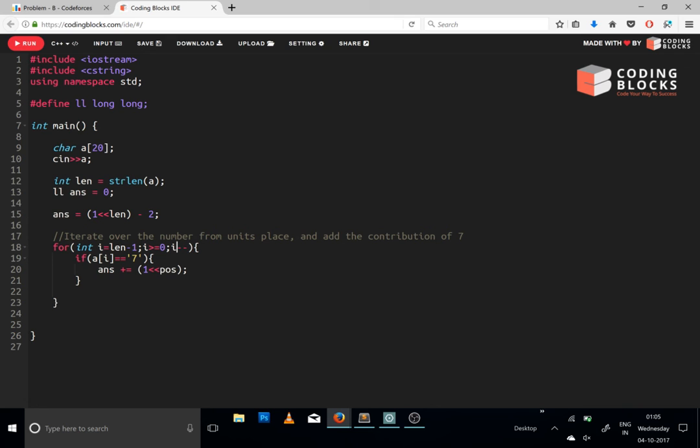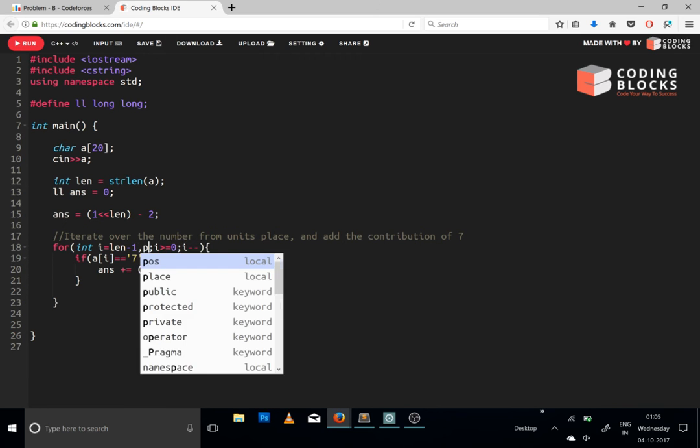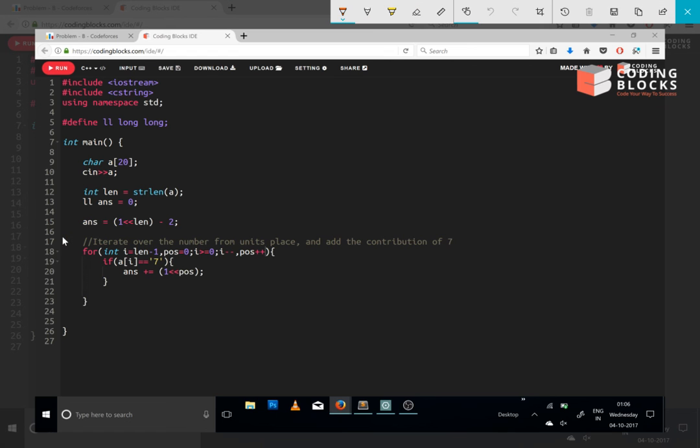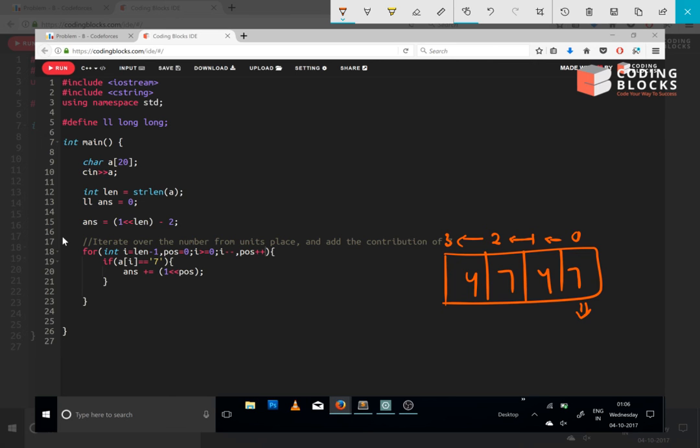This position can again be started from 0. We can initialize this position from 0, and i minus minus and position plus plus. So what is happening, let me take an example also. So 4 7 4 7, right? So this position is 0. I'm going to this position. This is 4, I skip. I come to next. This is the second position, first position, and third position. For this position, I'm adding 1 left shift 0, which is 1, and for this position, I'm adding 1 left shift 2, which is 4.